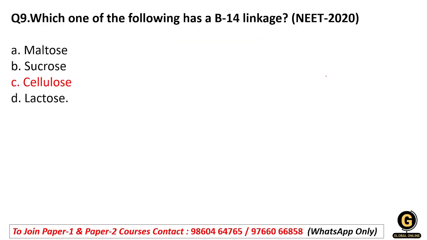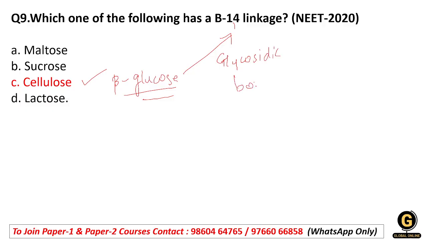Next, which one of the following has a beta-1,4 linkage? And the options are maltose, sucrose, cellulose and lactose. So the correct answer is cellulose, because cellulose is made up of beta glucose. What is cellulose made of? Beta glucose, and having a beta-1,4 linkage. And how is the linking done? By glycosidic bonds. Okay students, so who has the beta-1,4 linkage? Cellulose. This question was asked in the year 2020.